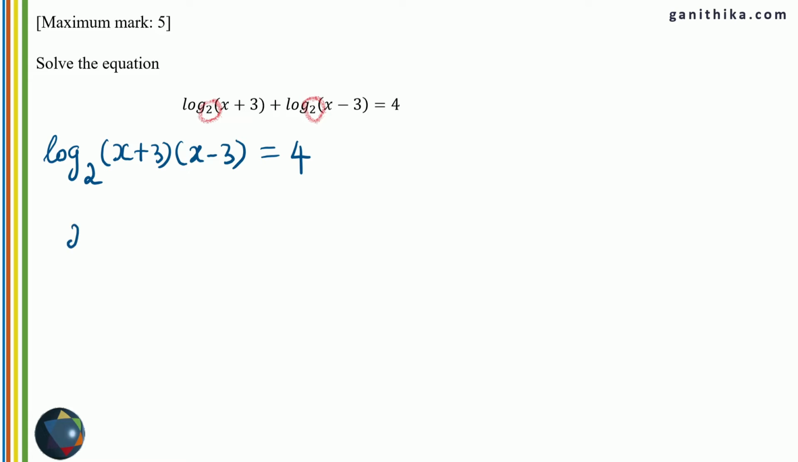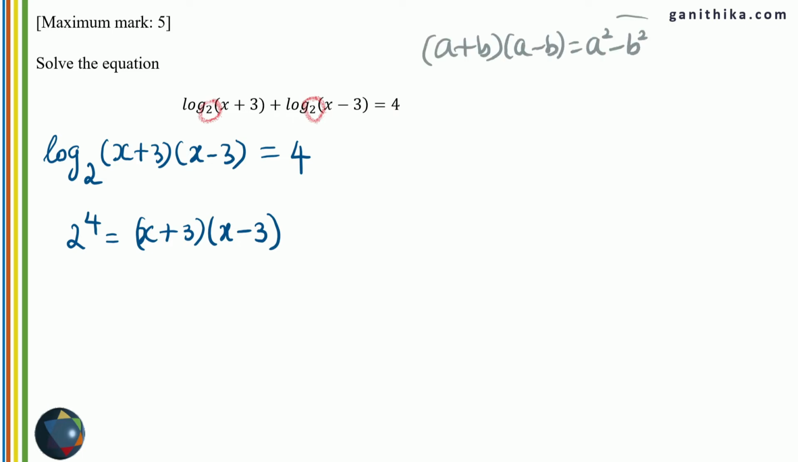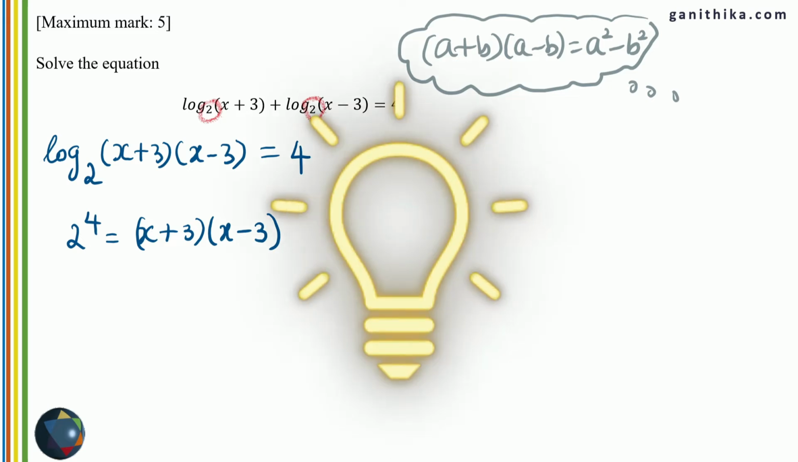So now we need to convert this to exponential form like this. And what we need to know here is the algebraic identity a plus b times a minus b is equal to a square minus b square.